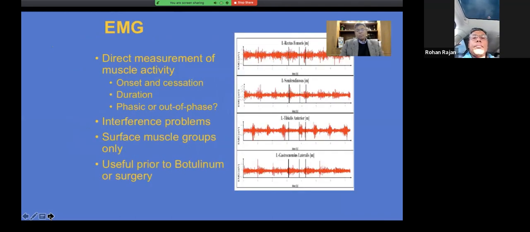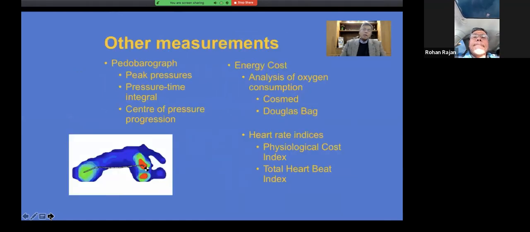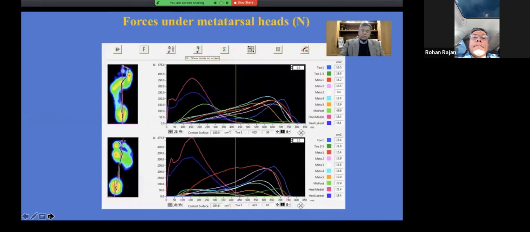We can also measure EMGs of individual muscles in the lower limb to make sure that the muscles are firing at the right time of the gait cycle. This is an example where there's excessive firing of many of the muscles in a patient with cerebral palsy. Other measurements include pedographic pressure studies, energy costs, and heart rate indices.